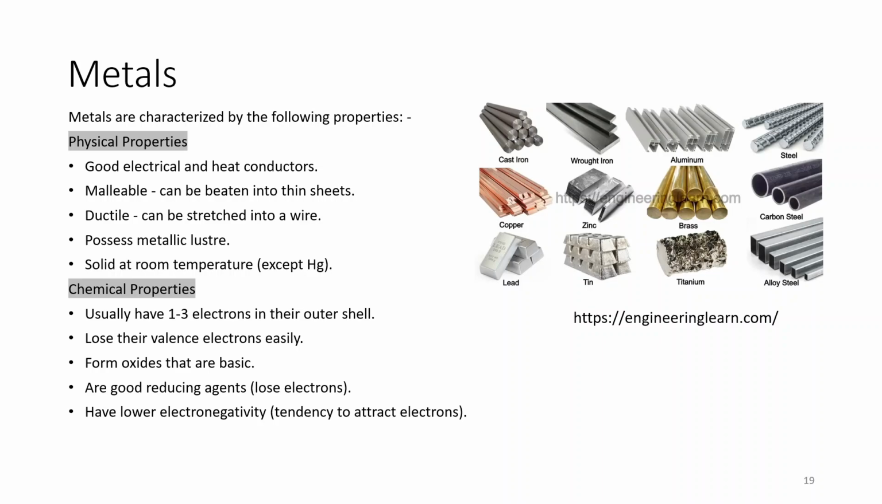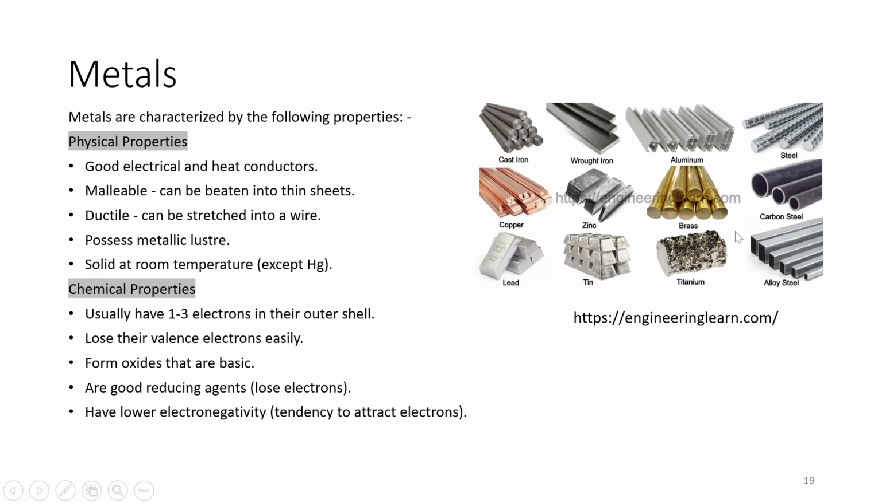They are solid at room temperature except mercury, and they usually have 1 to 3 electrons in their outer shell, and they lose their valence electrons very easily. That's why they are highly electrically conductive. They also form oxides, which are basic, and they are good reducing agents because they lose electrons, and they have lower electronegativity. So the tendency to attract electrons is less in case of metals.